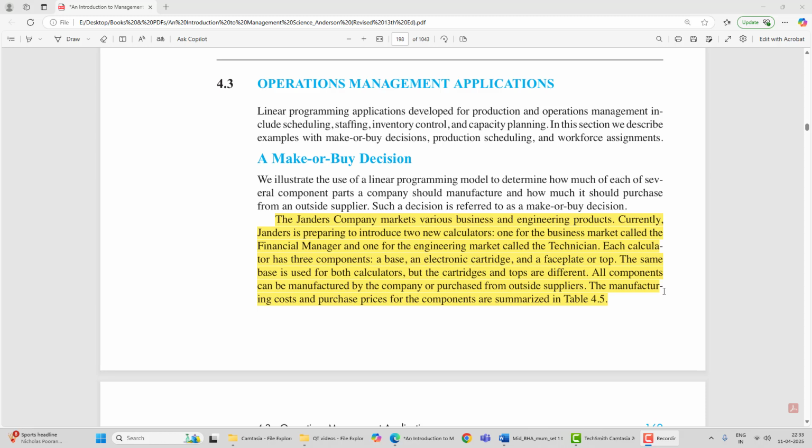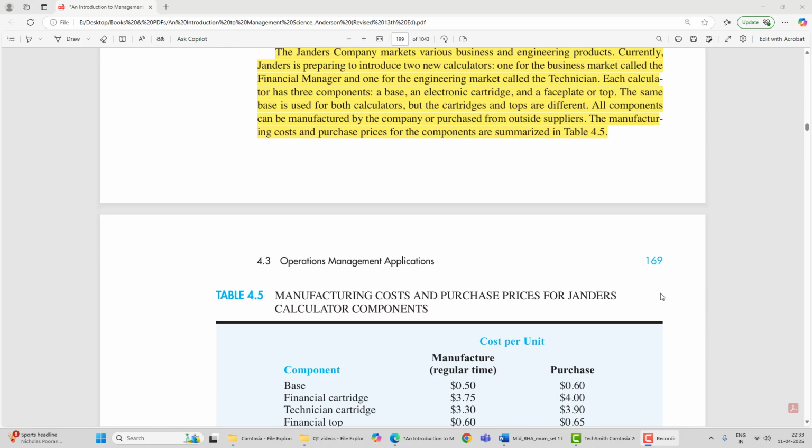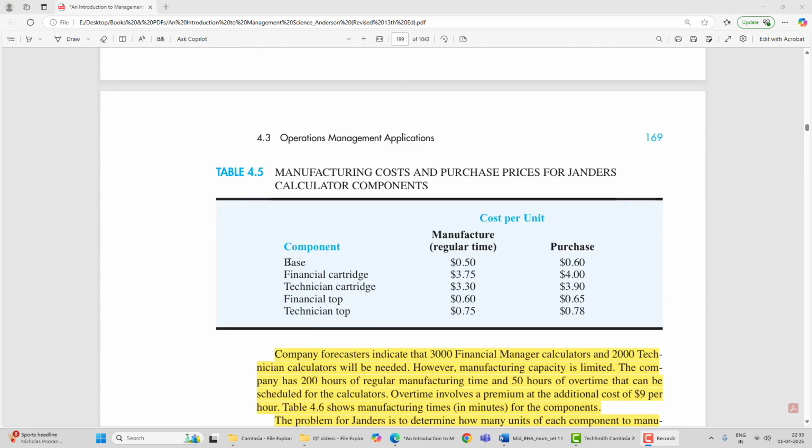The manufacturing cost and purchase prices for the components are given as below. So these are the five components: base, financial cartridge, technician cartridge, financial top, and technician top, right? So two tops, two cartridges, and a common base. If you are manufacturing on regular time, then these are the costs per unit: $0.5, $3.75, etc. And if you are purchasing from an outside vendor, then they are $0.6, $4, etc.